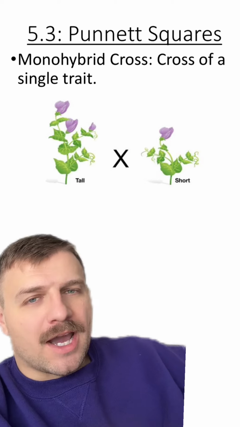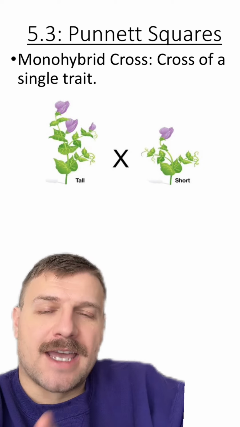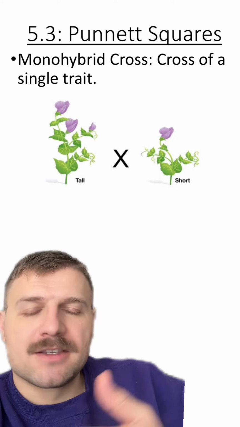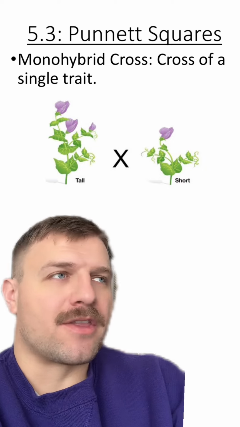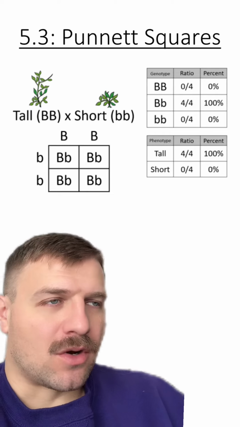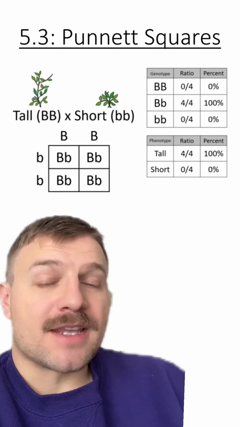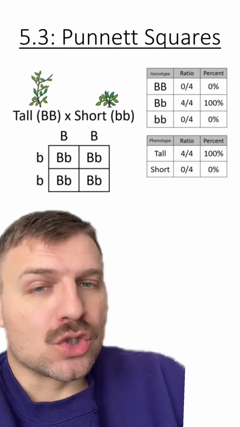Now, in a monohybrid cross, there is a cross between a single trait. For instance, like our last section, we talked about tall pea plants versus short pea plants. We're not looking at any other traits other than this one trait, tall versus short. If you remember in the first cross that Mendel did, he crossed a true breeding tall pea plant with a true breeding short pea plant.